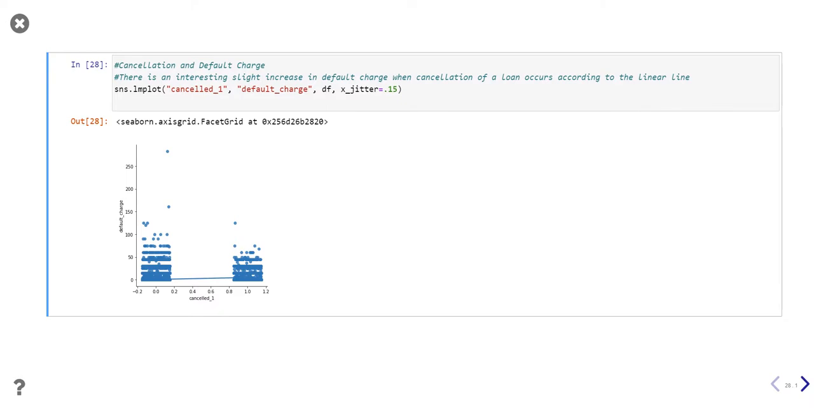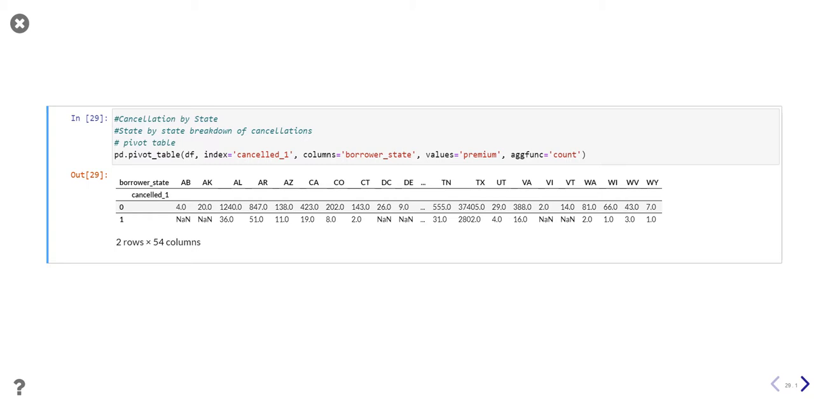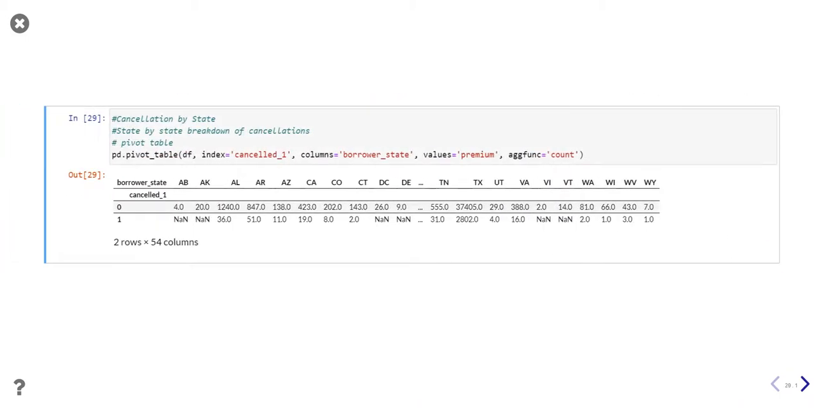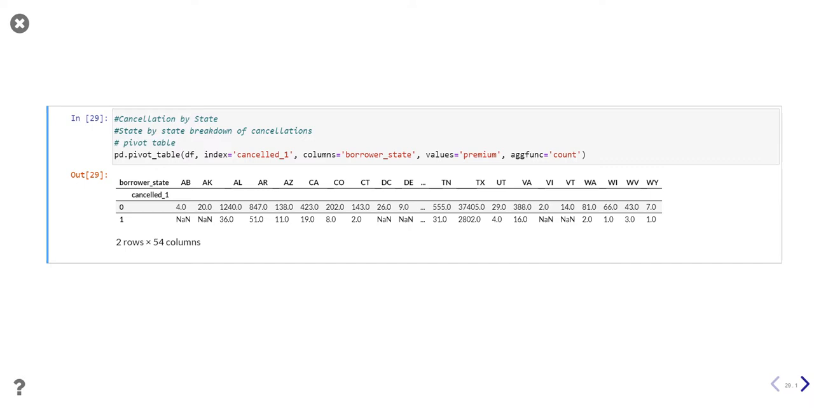And then we wanted to look at default charge and cancellation, since it was identified as an interesting variable to look at. There's a slight correlation and change. And then we can look at the state breakdown. I wanted to get a little pivot table action. I wanted to see a breakdown of the counts for each state. And we can see Texas has a lot of people, and they're taking out loans.